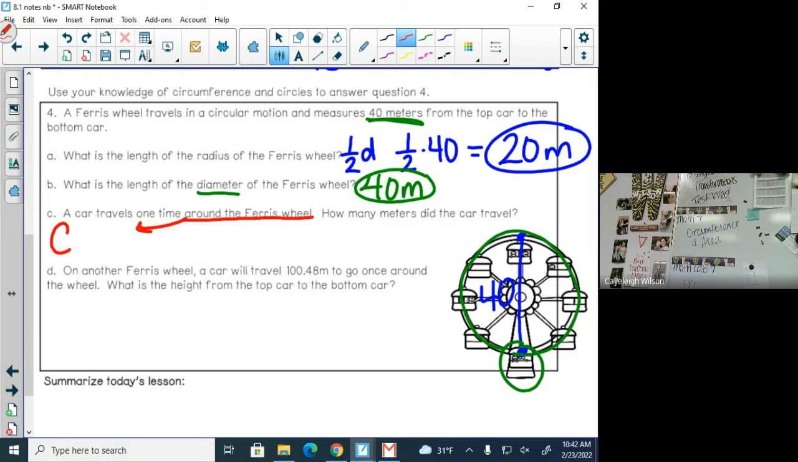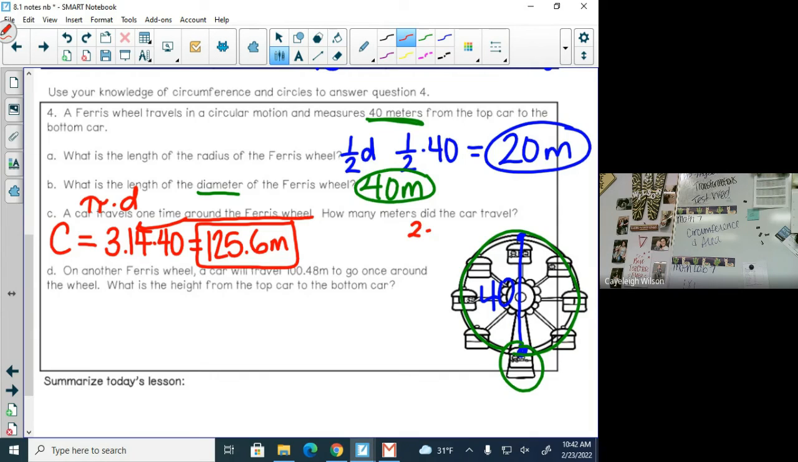Is it 125.6? It is. All right, so let's say that you use the diameter. So you did pi times d. So you did 3.14 times 40, which is 125.6. If you use radius, then yours would have been 2 times 3.14 times 20, which is still 125.6. So it does not matter if you use radius or diameter. Any questions about finding circumference?